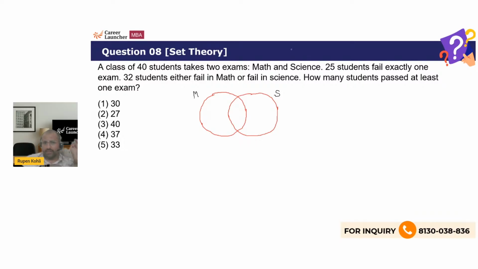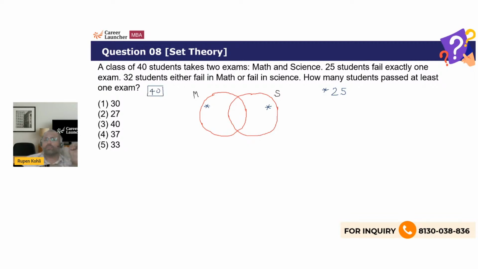So basically this 25 is the sum of those who passed only in maths. They failed only in science. These students failed science only. And these students who passed science only failed maths only. So these two regions taken together are basically 25, right? 40 is my overall number of students in total.